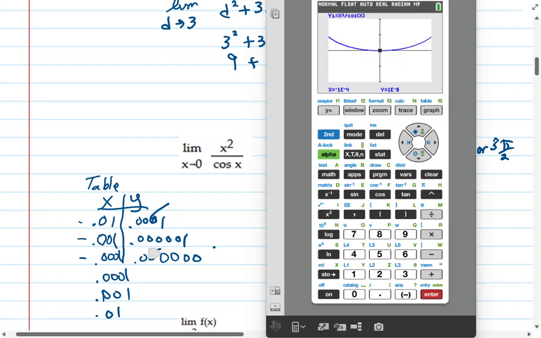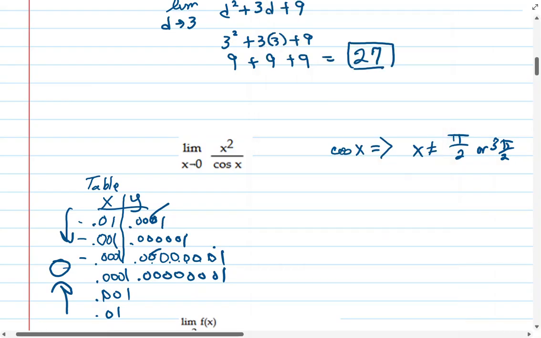I don't know why that's coming up, but that's what it's doing. 1, 2, 3, 4, 5, 6, 7, 8. There we go. And then we're doing 0.0001, and I get 1 to the negative 8, the same thing. So it's approaching 0 going this way, and it's getting further away from 0 going the other way. So the limit is 0.